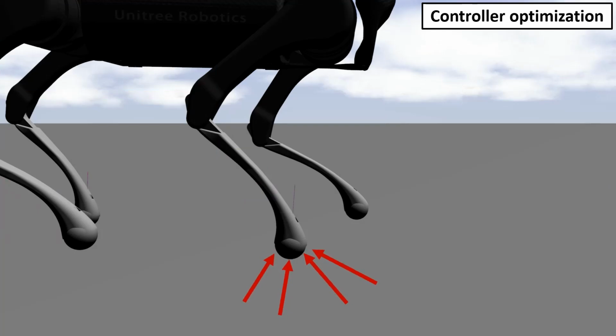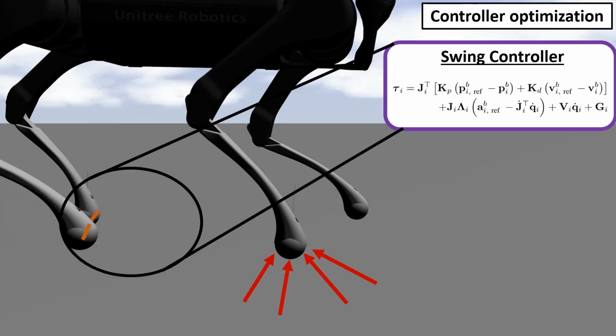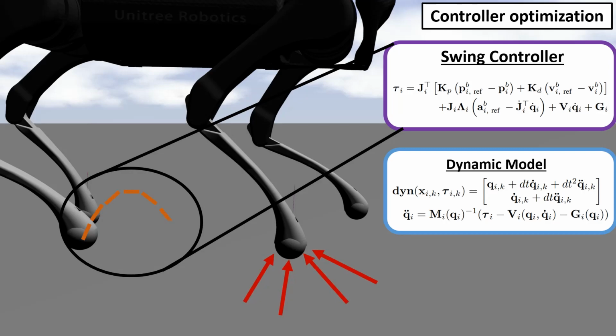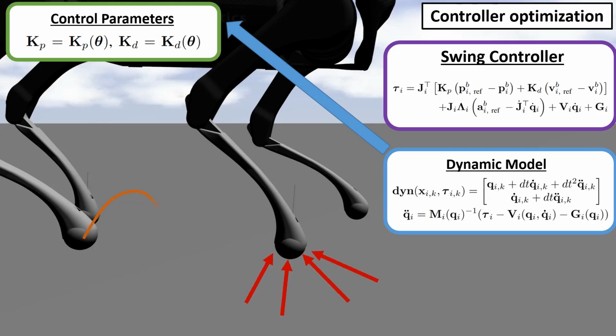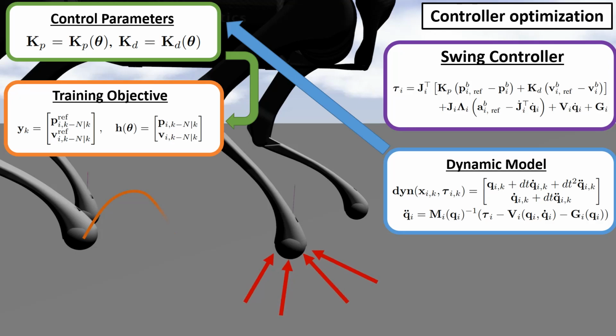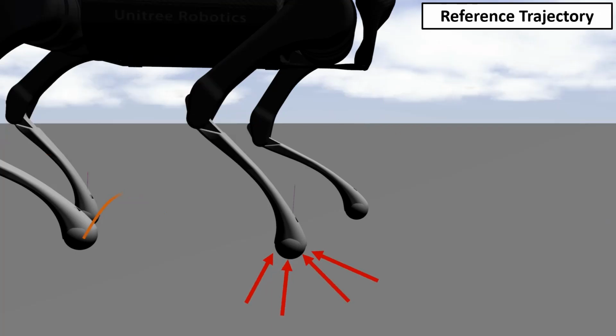For the swing controller, we use the following PD controller that outputs joint torques. The dynamic model in this case is simply based on the equation of motion, which can determine the joint positions and velocities. The control parameters are the Kp and Kd gains of the swing controller. The objective, as before, is trying to equate the reference trajectory given by Y with the predicted footstep positions and velocities given by H.